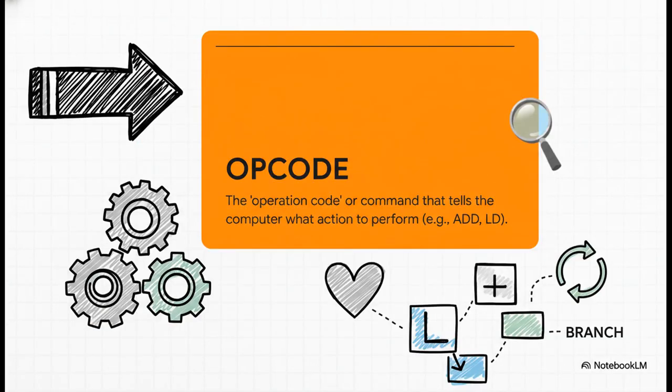Next, we have the opcode. Now, this is the absolute heart of the instruction. This is the verb. It's the action word. It's the part that tells the computer what to do. Should it add two numbers? Should it load some data from memory? Or maybe branch to a totally different part of the program? The opcode is the command.